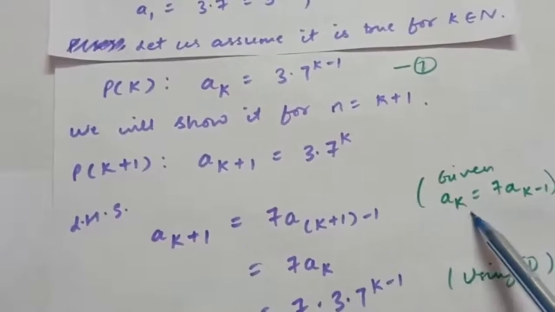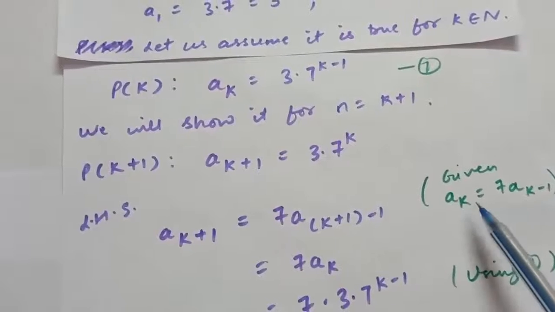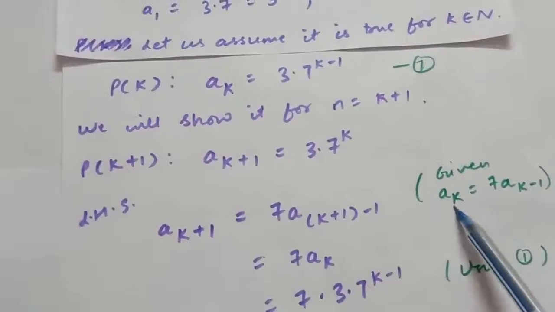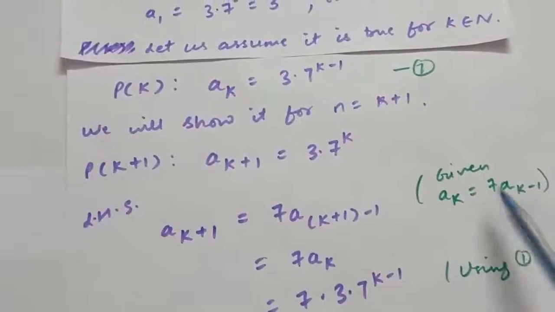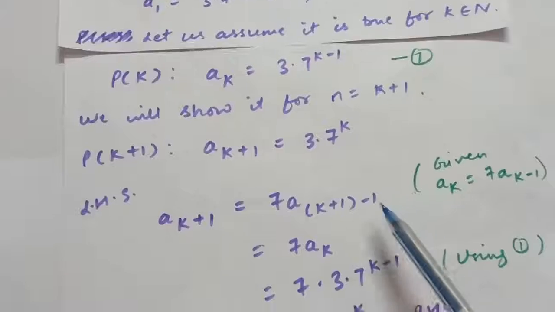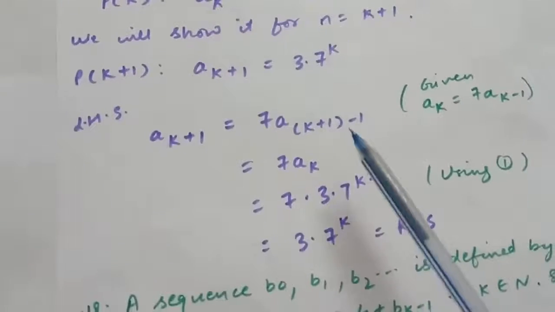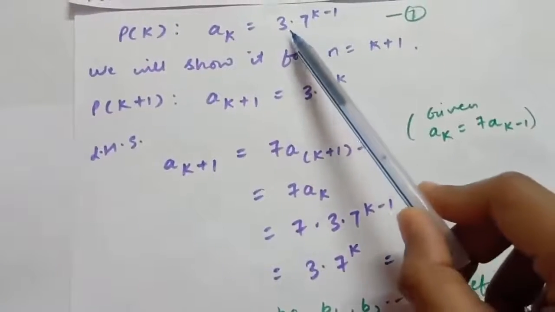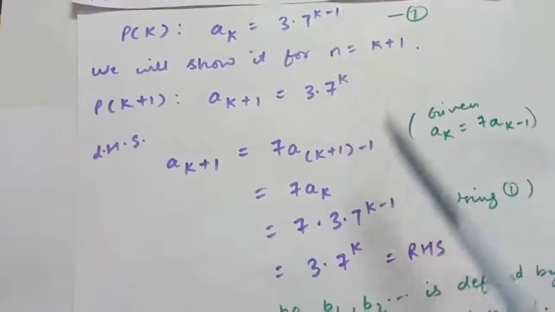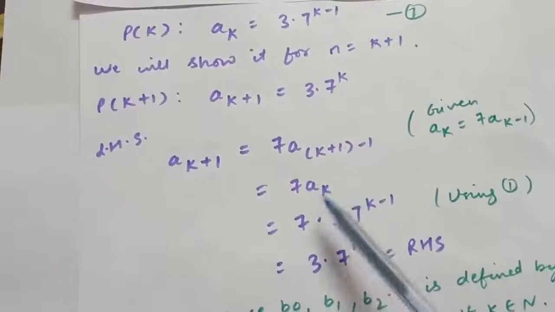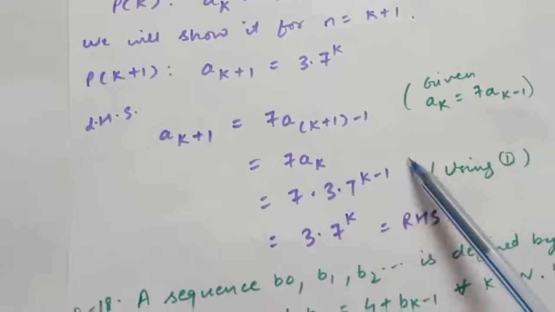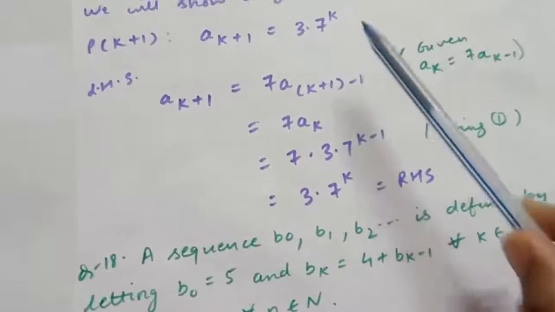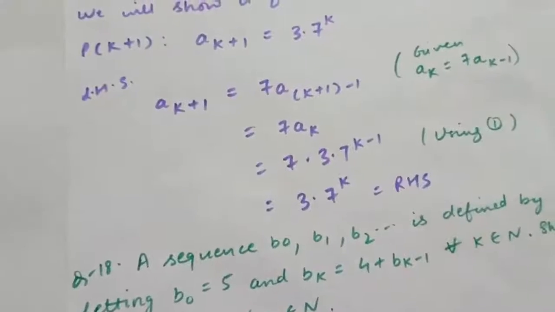In place of this k, replace it with k plus 1, because here a_(k+1) is given. So a_(k+1) will be 7a_k minus 1. Now a_k we have assumed as 3 into 7^k minus 1. So in place of a_k, just write 3 into 7 raised to the power k minus 1, which will become 3 into 7 raised to the power k, which is equal to the RHS.